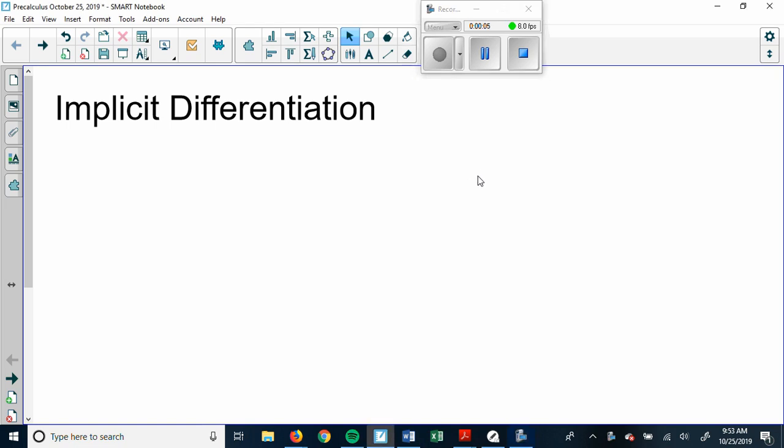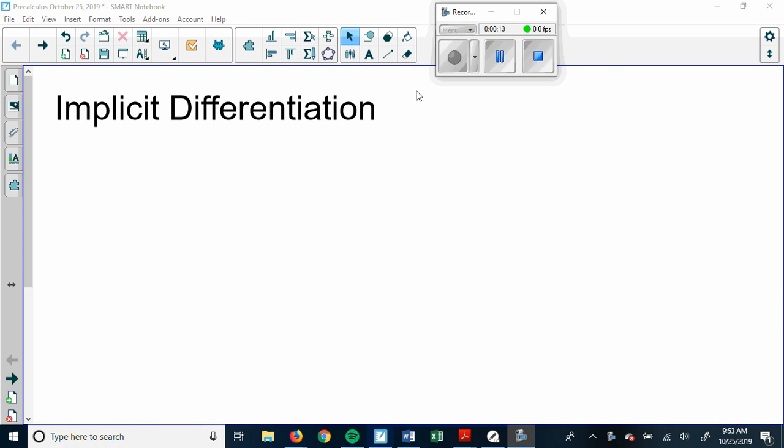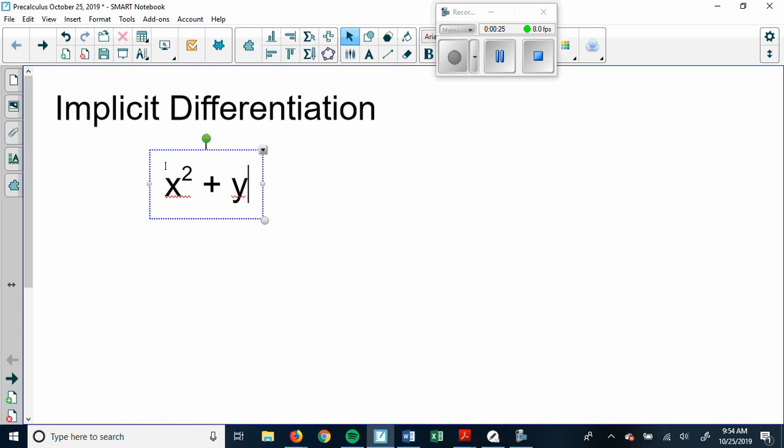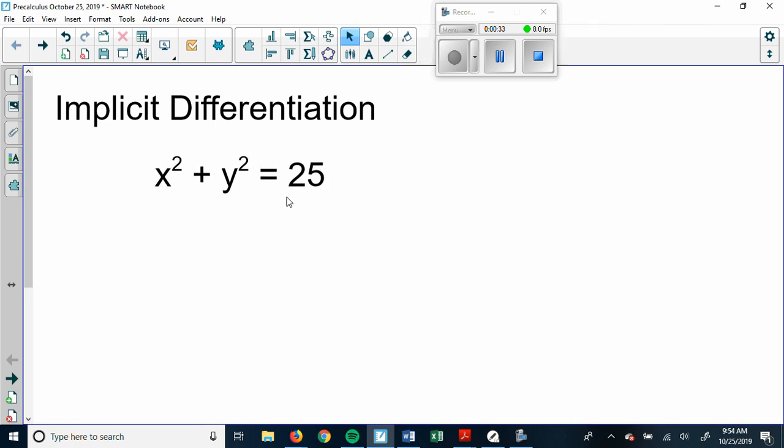Today we're going to talk about implicit differentiation. And what's implicit differentiation? Well, sometimes we have functions or relations, it's probably a better way to say it, such as x squared plus y squared equals 25. And maybe we want something like this, all right?